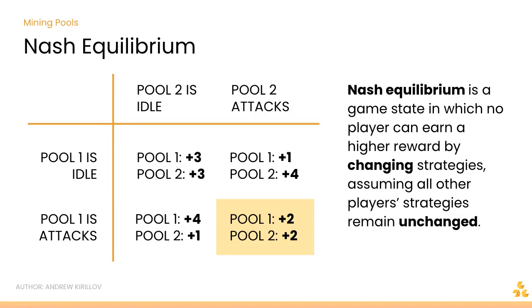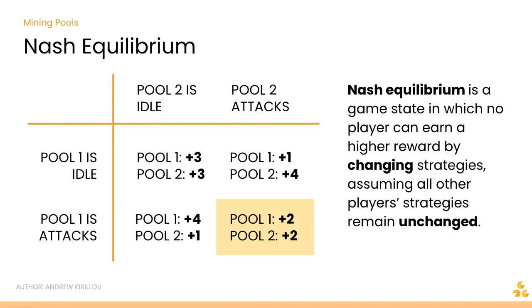Now that we're here in this game state, is there a way that pool 2 can increase their rewards, assuming that pool 1 is staying in their strategy? So pool 1 is attacking, pool 1 has 4, pool 2 has 1. So pool 2 can move here, and they would be getting +2 instead of +1, which is also better for them.